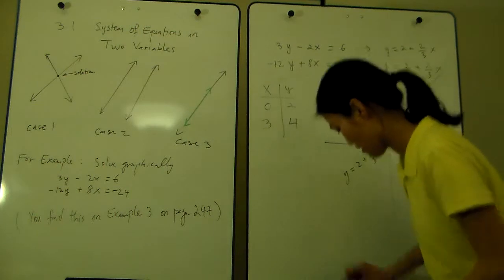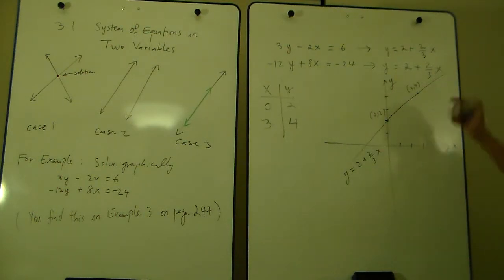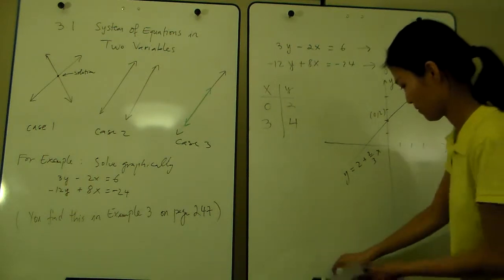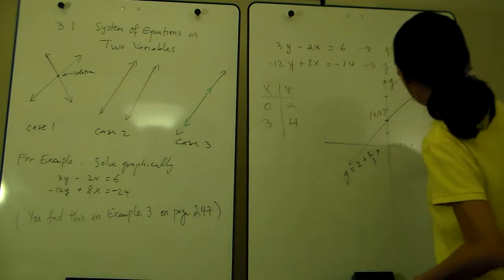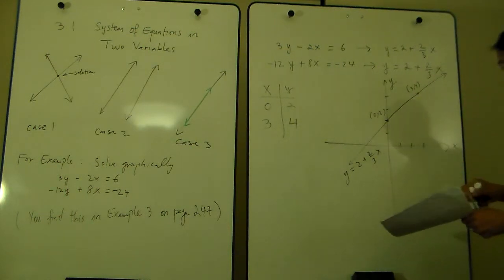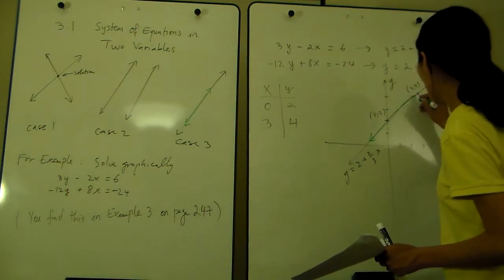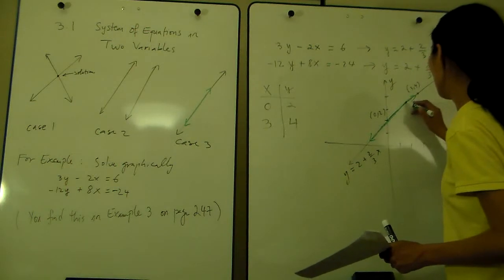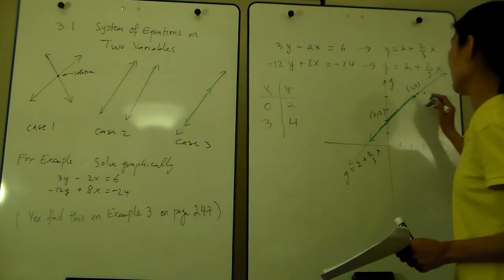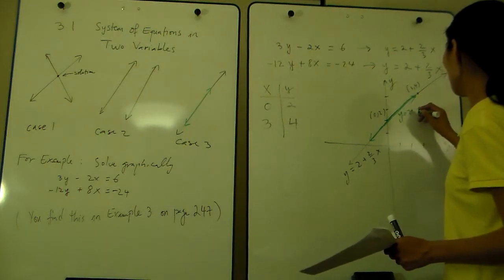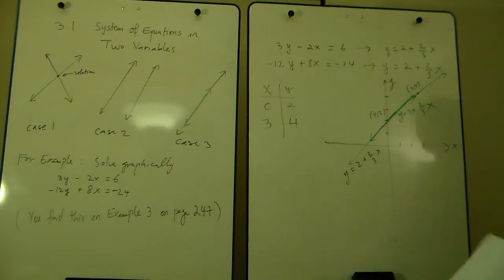Now let's graph the second line. The second line is also exactly the same as the first line. So actually, let me grab the arrows. The second line overlaps with the first line because they represent the same line. So label y equals 2 plus 2/3 x. They are basically the same line.